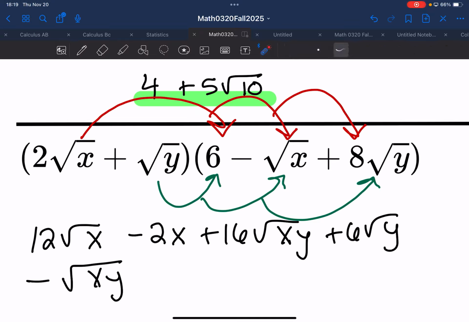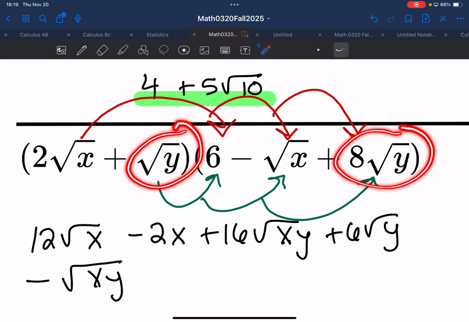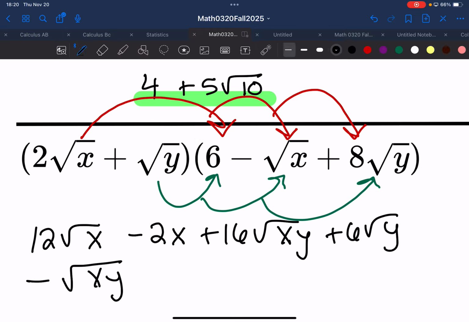Okay, then last we have square root of y times 8 square root of y, 8 square root of y squared, which simplifies to 8y. So the answer was 8 square roots of y squared, which simplifies to 8y.